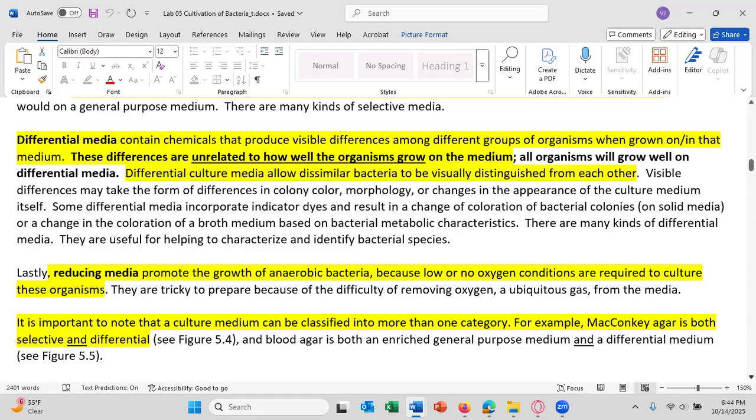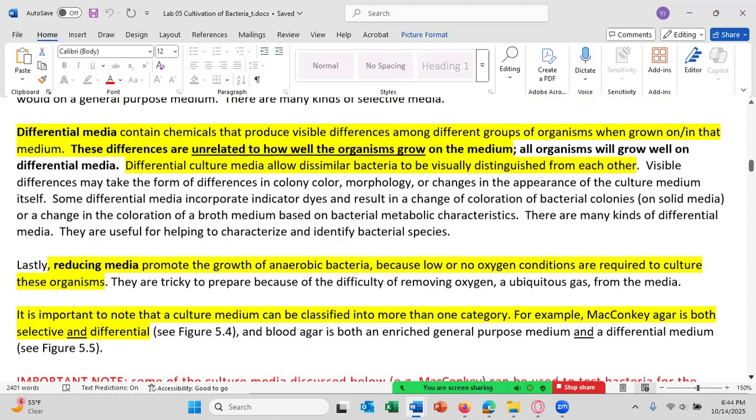It's important to note that a culture media can be classified into more than one category. For example, McConkey's agar is both selective and differential. And blood agar is both an enriched general purpose media and a differential media. Any questions about any of that?